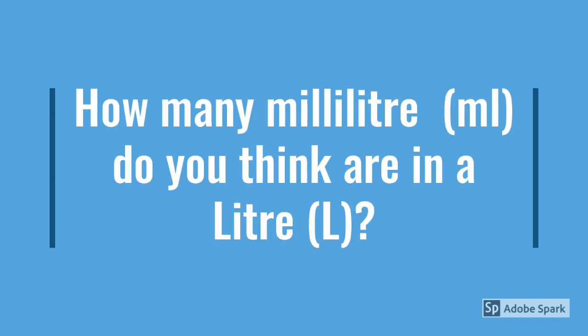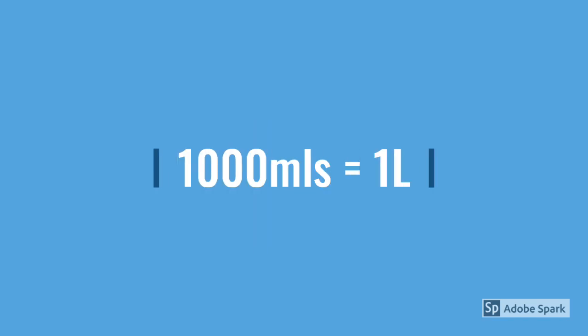understand what these are. When we find out the amount of liquid there is in a container, we measure using millilitres and litres. Now, does anyone know how many millilitres are in 1 litre? Millilitres being the smaller unit of measurement than litres. How many millilitres are there in 1 litre? 1,000 millilitres is the same as 1 litre.